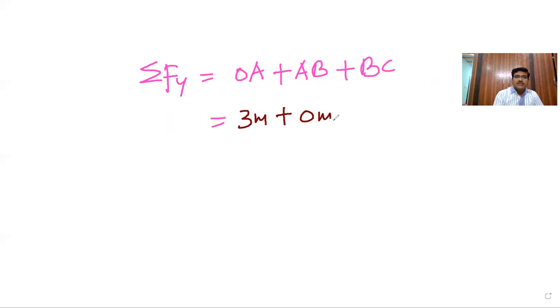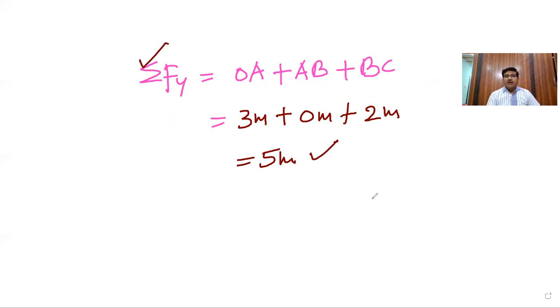Sigma of all the forces OA, AB, BC along the y-axis: the component of OA along the y-axis, the component of AB along the y-axis, the component of BC along the y-axis. OA is 3 meters. AB is 0 meters. BC is 2 meters. Total 5 meters, the sum of all the components along the y-axis.